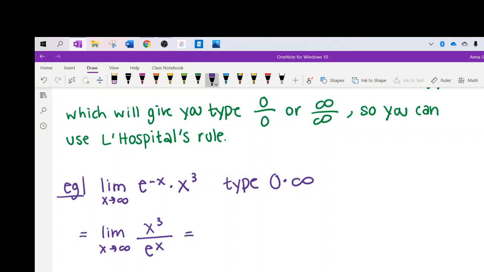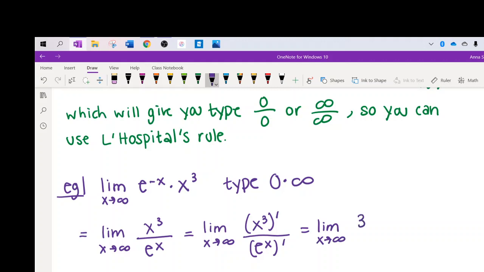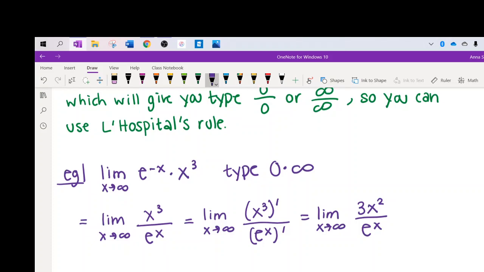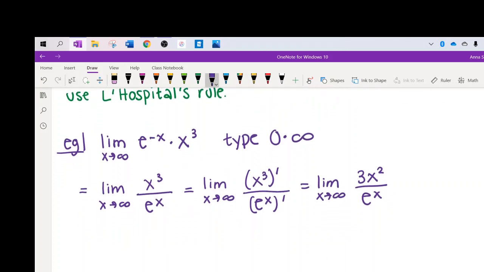So how does this work? Well, we take the derivative of the top and the derivative of the bottom. And so this is kind of like one we did earlier. So the derivative of the numerator is 3x squared, and the derivative of the denominator is e to the x. And so now we still have type infinity over infinity, right? Because if you take the limit of 3x squared and the limit of e to the x, those are both infinity. So we have to use L'Hopital's rule again.